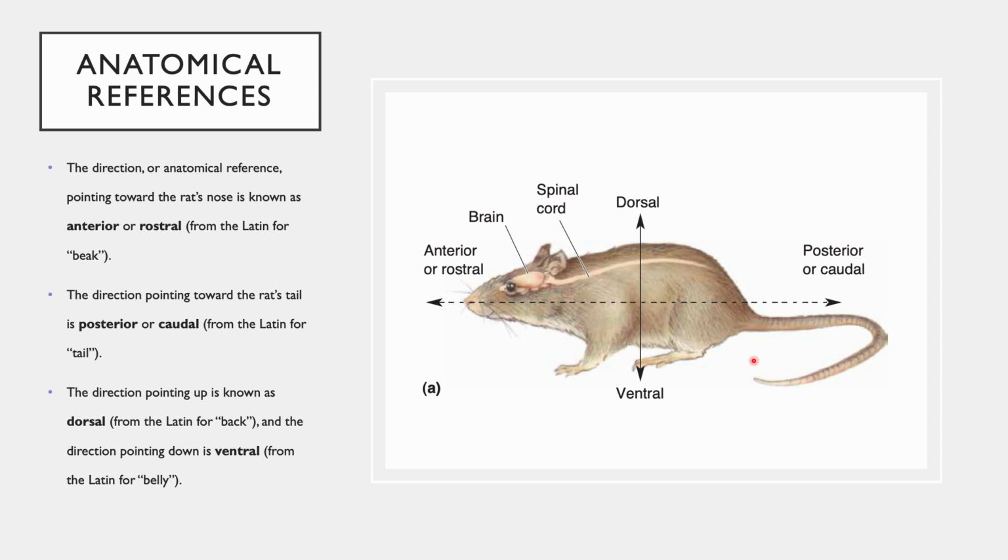Interestingly, this direction at the back of the body, where the rat's tail is, or the back of the brain, is referred to as posterior or caudal, which comes from the Latin word for tail. It will be easy to remember that the top side is the dorsal side. You can think of the dorsal fin of a dolphin or a shark, whereas the ventral side comes from the Latin word for belly, so it's the underside. These terms, anterior, posterior, dorsal, and ventral, will be utilized to talk about the different areas of the brain, but they can also be used to describe different anatomical areas of the body in general.